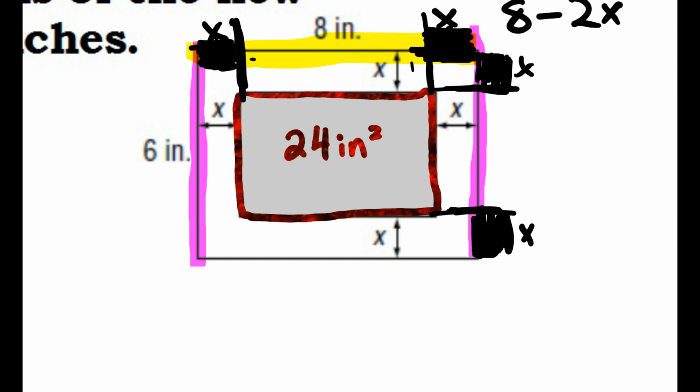This is 6, right? Because it's a rectangle. But I'm taking off this section, this x right here, and this x right here. Darken it some more so y'all can totally see. So this really is represented by 6 minus 2x.